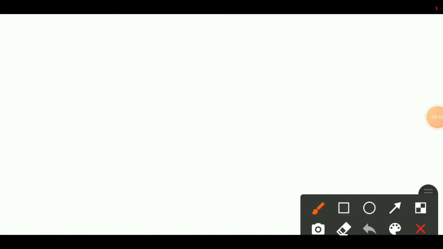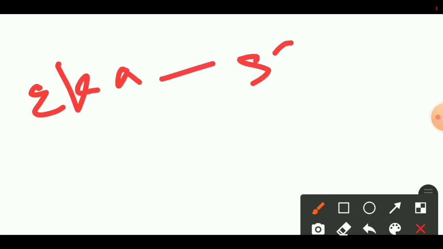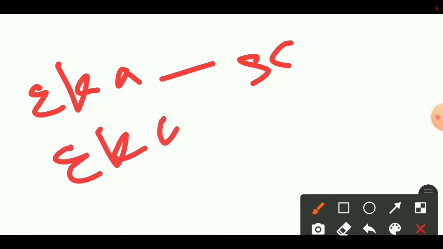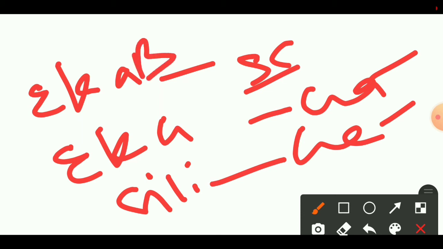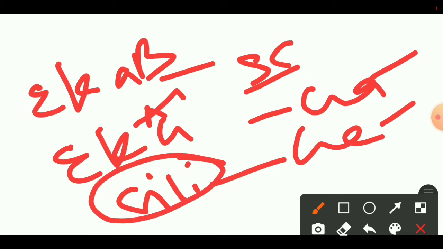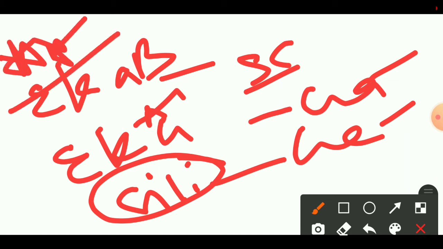Among these three elements, eka boron is scandium. Yes, eka aluminium is gallium. Eka silicon is germanium. That means scandium, gallium, germanium. One only eka boron, again one only eka aluminium, again one only eka silicon. Yes, most important concept. Maybe there is a chance to ask the question in the choose the correct answer.